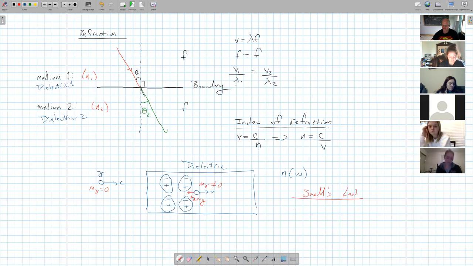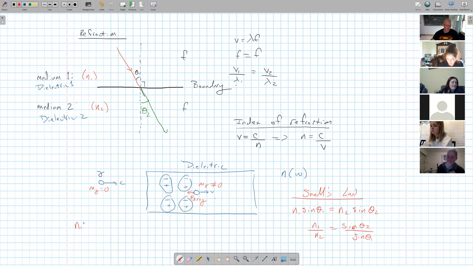What Snell's law says is that the index of refraction of medium one, N1, times the sine of the incident angle theta 1, is equal to the index of refraction N2 times the sine of the bent angle theta 2. Ultimately this tells me that N1 over N2 is equal to sine of theta 2 divided by sine of theta 1.